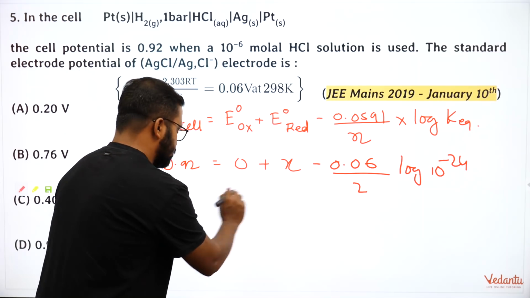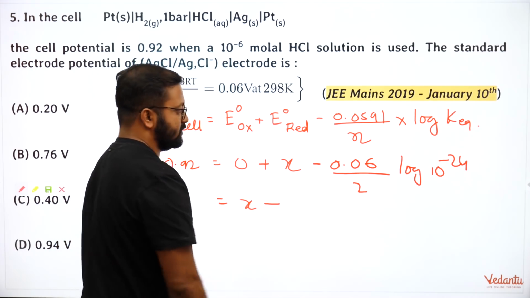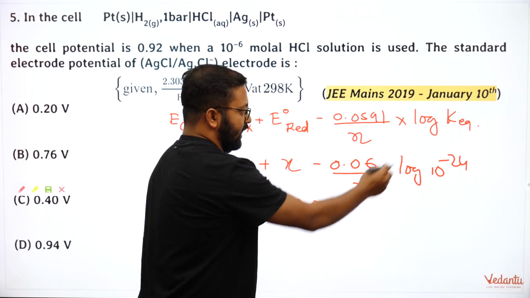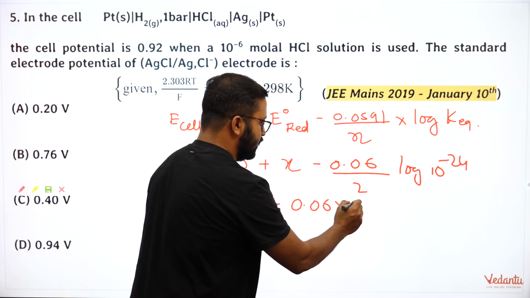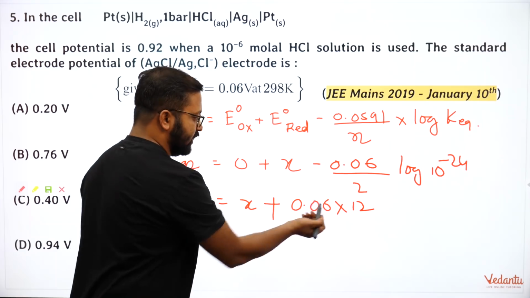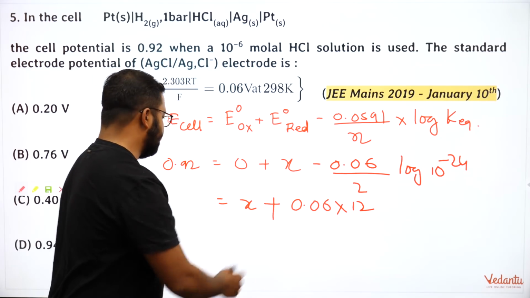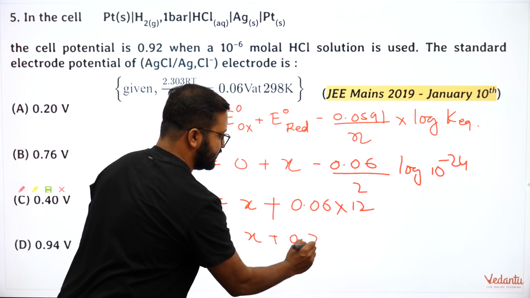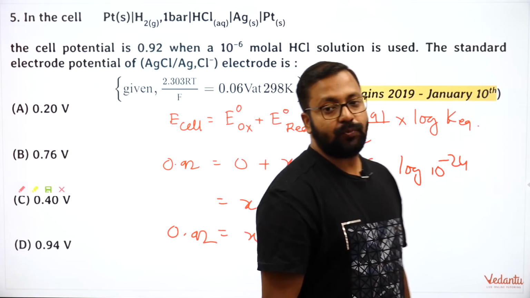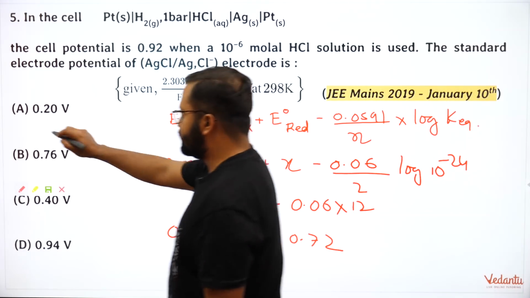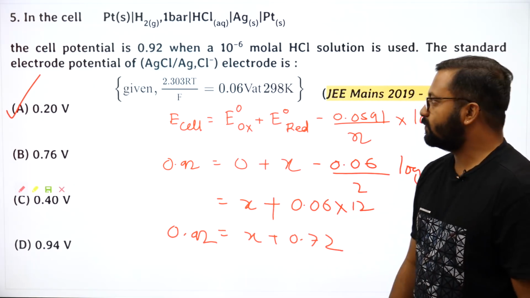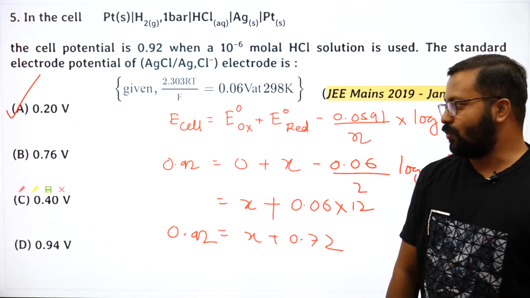Okay, so this will turn out to be x minus 0.6 times minus 24, this will be plus 12. 24 by 2, 12 हो जाएगा, 12 6 72. Okay, 0.72. So x plus 0.72, this will be 0.92. So x value will be 0.92 minus 0.72, 0.2 आंसर हो जाना चाहिए. The answer will be A. Clear? Let's move on to the next question.